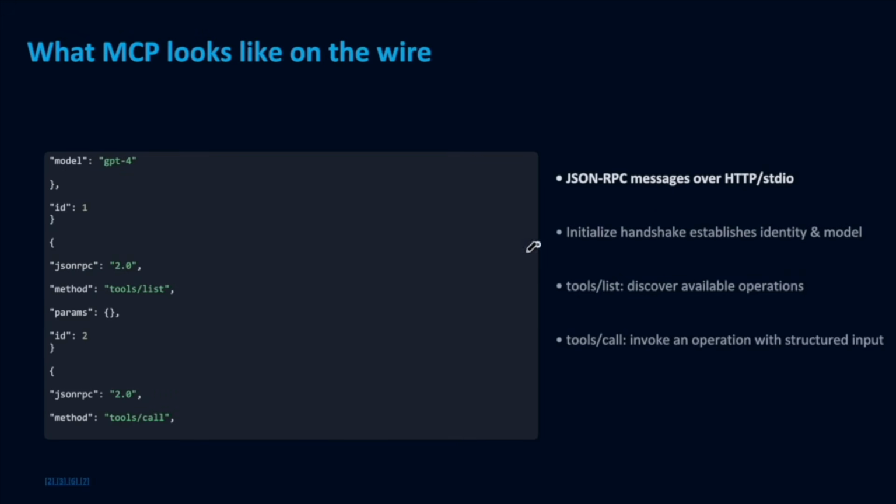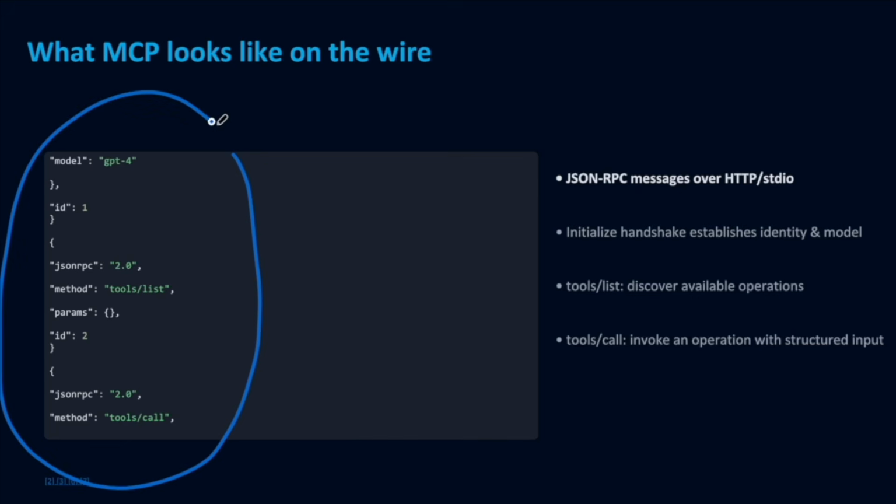Okay, now this is the format. This is the JSON RPC format, how MCP looks on the wire. So if you see, there's a JSON RPC version, an ID, and params. Basically the data would mostly be there in the params.